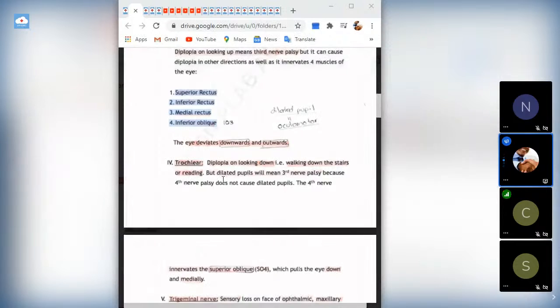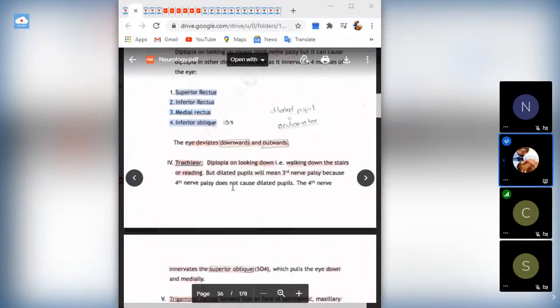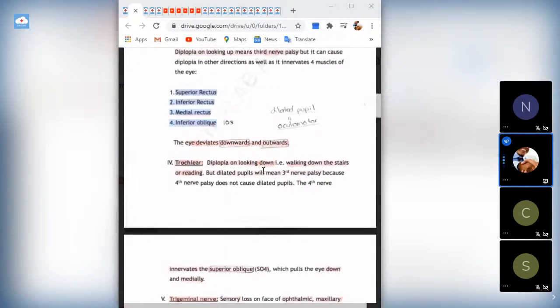So dilated pupils will mean third nerve palsy, of course. The fourth nerve will not affect the pupils because, like I told you, it's not involved in the pupillary reflex. It's the third nerve that is involved in the pupillary reflex. So all you expect is a history that when he's going down the staircase, you have to look down and you have to look inwards.